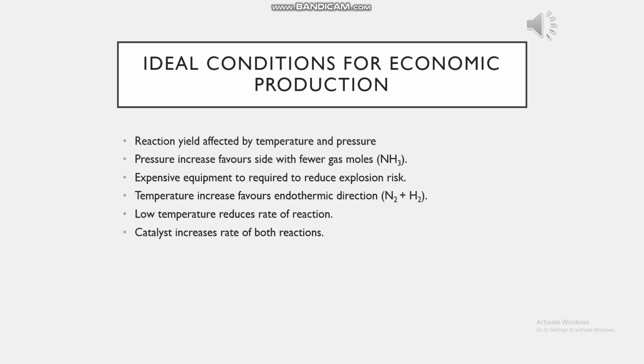When increasing temperature, this can favour the endothermic direction, the side with nitrogen and hydrogen, thus reducing the yield of ammonia. A low temperature would favour ammonia yield, however, this would reduce the rate of reaction. This can be counteracted with the addition of a catalyst, which will increase the rate of the forward and reverse reactions. The stated conditions for the Harbour process are called compromise conditions, as they offer a good compromise between the rate, yield, and cost of production.